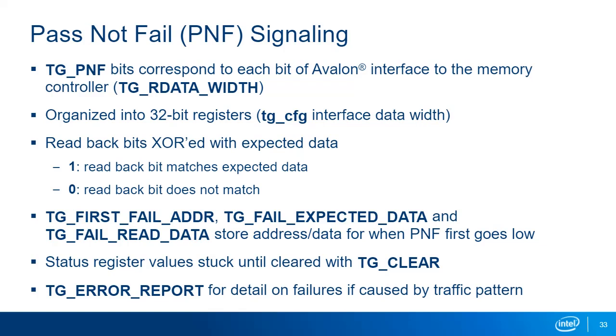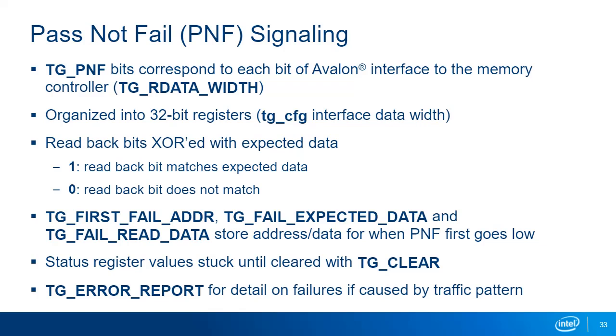However, the traffic generator configuration interface is fixed to 32 bits, so TG PNF is organized into as many 32-bit registers as needed for the width of the AMM interface. Thus, 512 TG PNF bits are organized into 16 indexed registers. Each TG PNF bit is simply the result of data read back from the memory XORed with its expected value, the data written out to the memory.